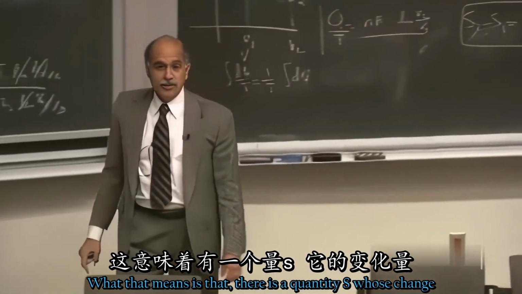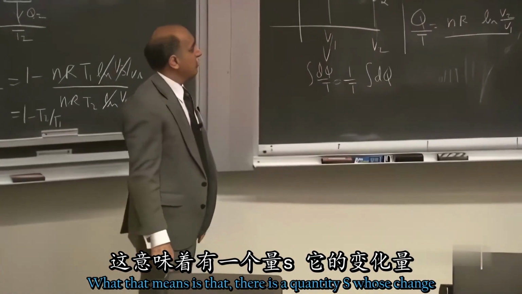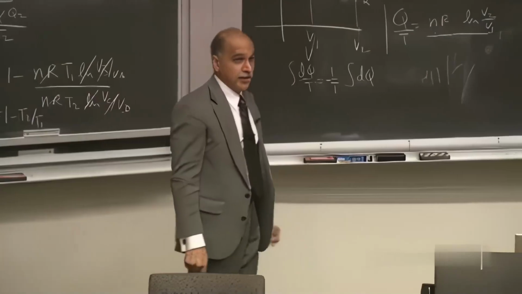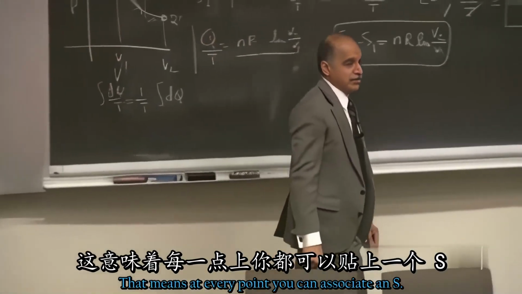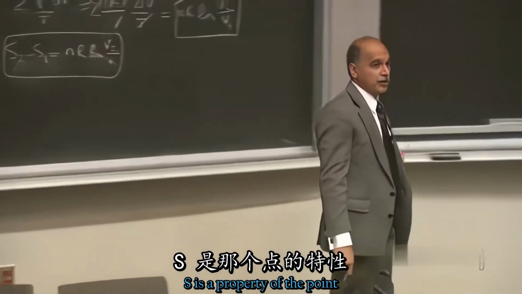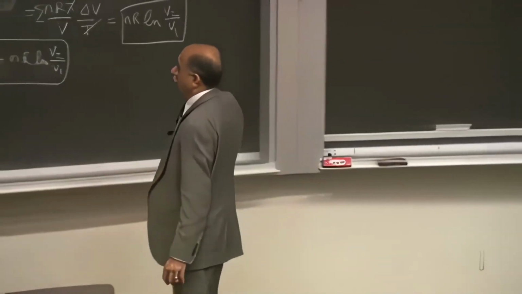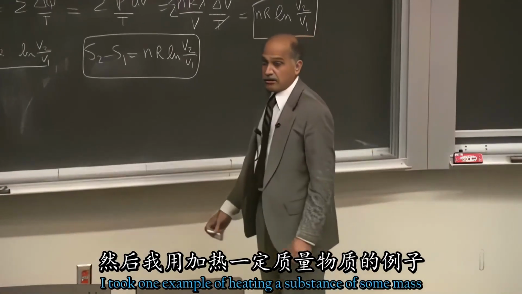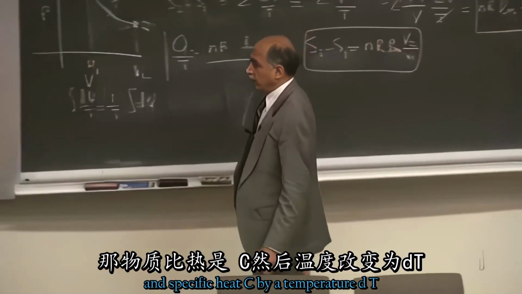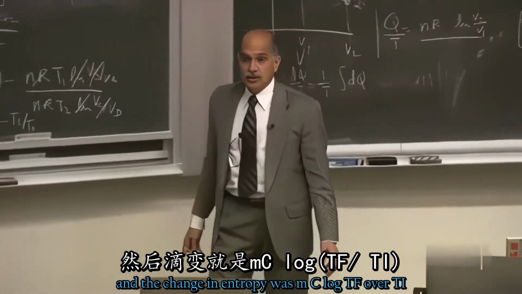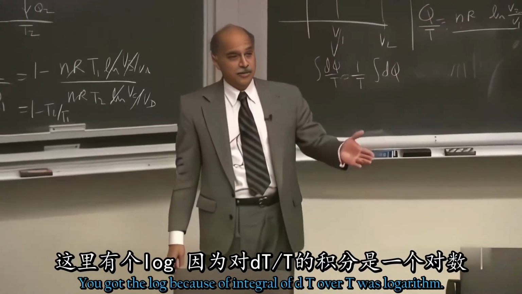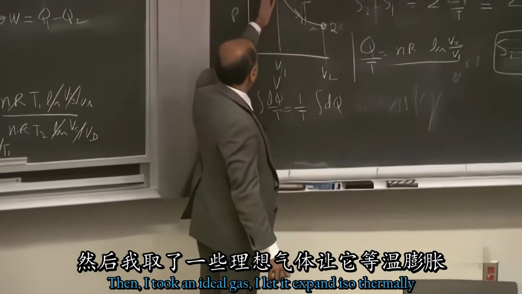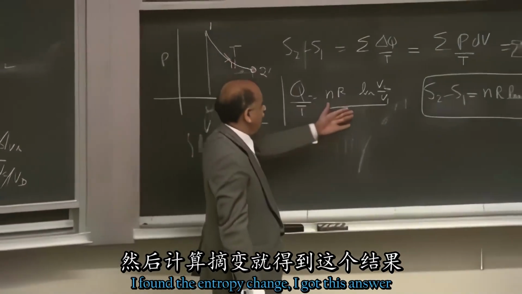What that means is that there is a quantity S whose change, if it is defined to be delta Q over T, has the property that the total change in S is 0 when you go around a loop. That means at every point you can associate an S. S is a property of the point. So then I said, let's get used to computing change in entropy. I took one example of heating a substance of some mass m and specific heat C by a temperature dT, and the change in entropy was mc log Tf over Ti. You got the log because the integral of dT over T was a logarithm. Then I took an ideal gas, I let it expand isothermally, I found the entropy change, I got this answer.